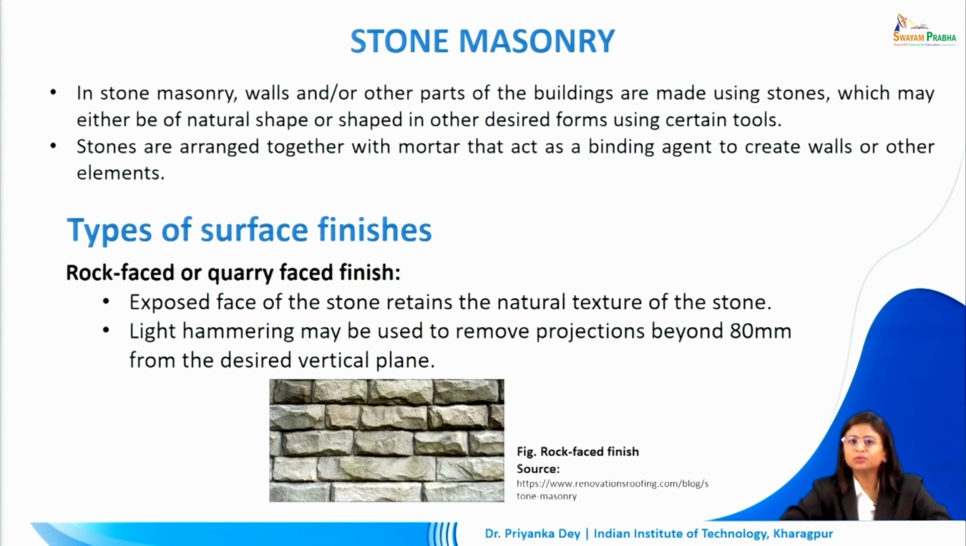The first is called the rock faced or quarry faced finish. In this, the exposed face of the stone retains the natural texture of the stone. So it will look rough, and light hammering may be used to remove projections which are beyond 80 mm from the desired vertical face. So despite the fact that the stone has some jagged edges, it is rough in shape, we want to give it at least a horizontal look. From the vertical face, we have to ensure that more than 80 mm of projection is removed. So for that, a little bit of light hammering might be required. We can see what the rock faced finish can look like in this figure.